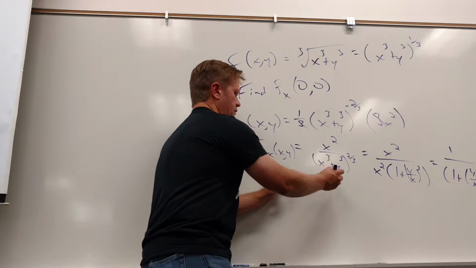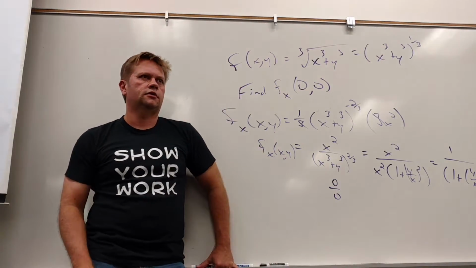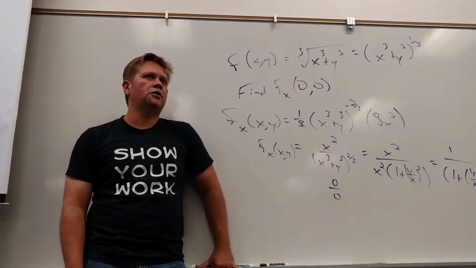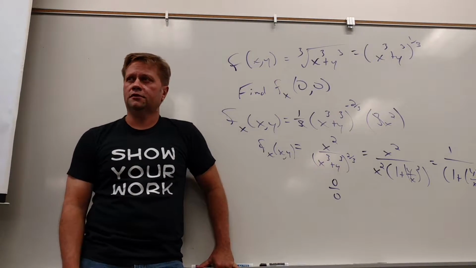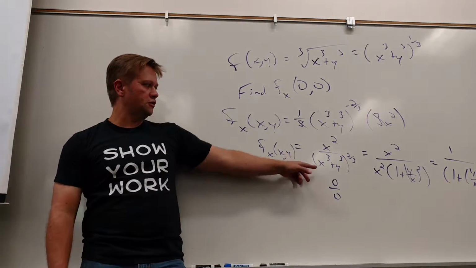So what form is this in? This is in the form 0 over 0. And derivatives are built off of limits. So what about taking the limit as I approach 0, 0?